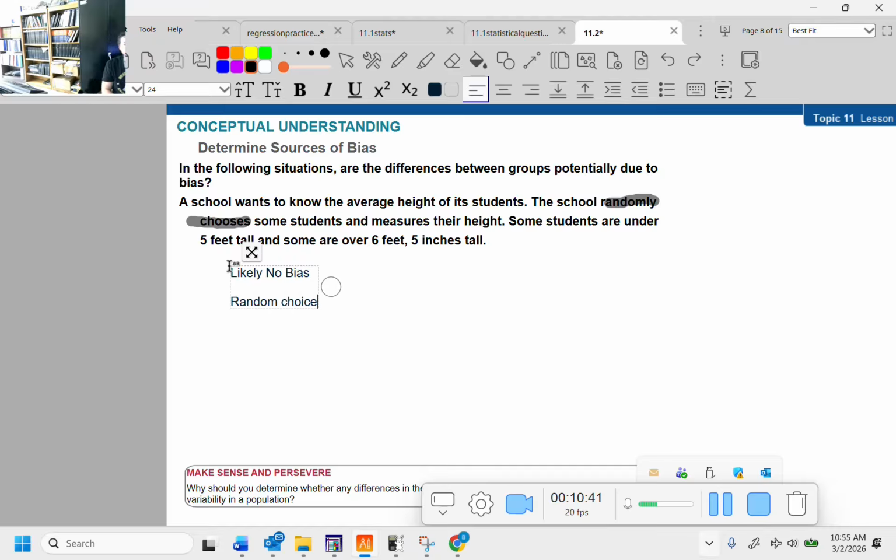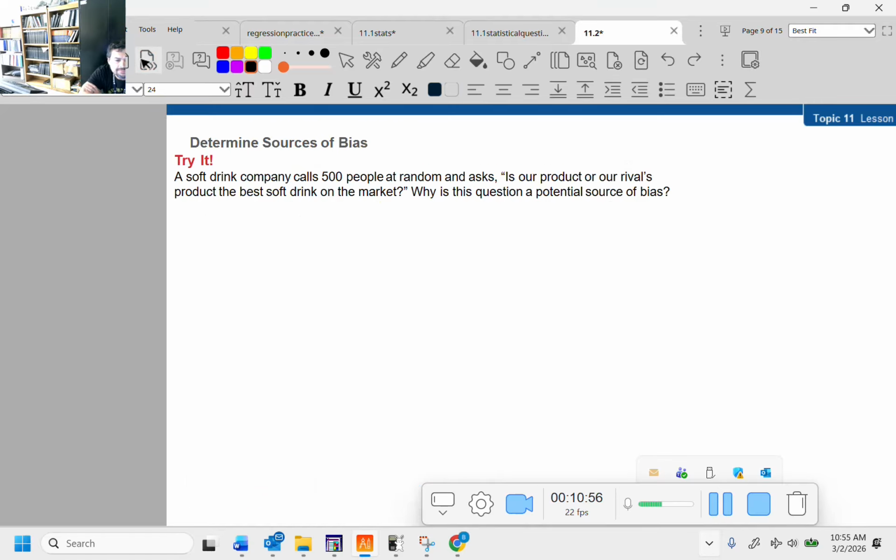So, we have a pretty good distribution of heights, right? We got some at 5, some over 6'5". It seems legit. Of course, I know we have some kids under 5 feet tall in this school. With Arden gone, I don't know if anybody's over 6'5" right now.